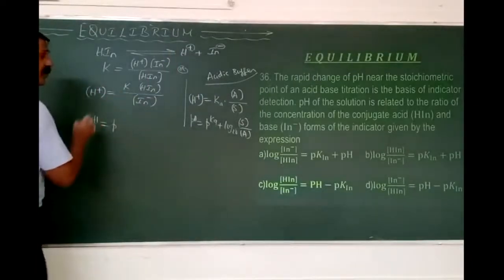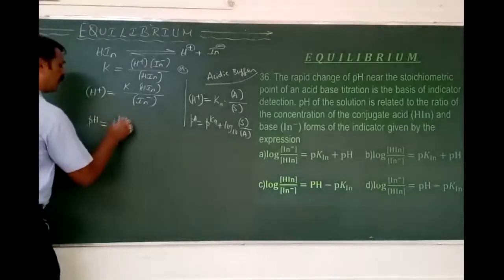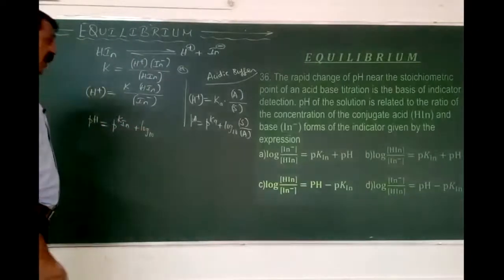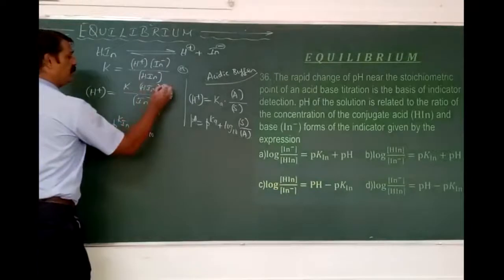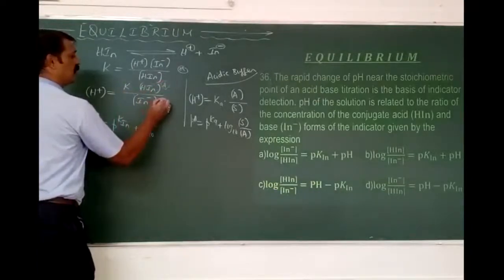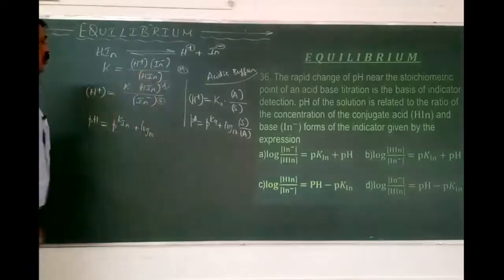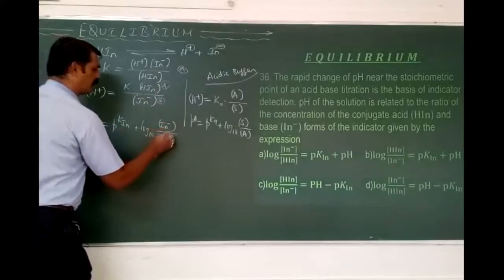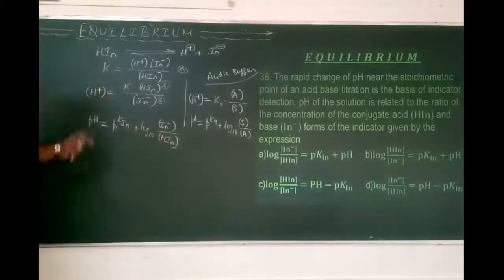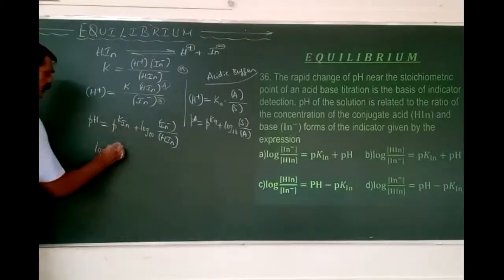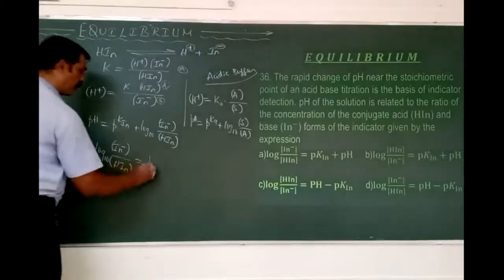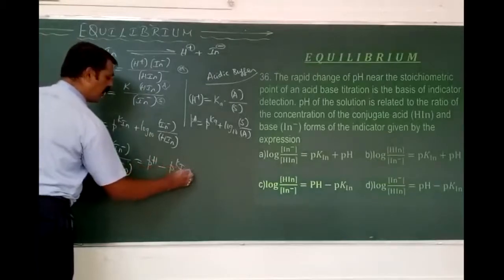Instead of K I will put here, what is the symbol that has been given? pKin plus log base 10 of salt by acid. This is acid and this is salt. Acid and salt. Then log of what by what? Salt by acid. Salt by acid is In minus divided by HIn. So in what format is it given? Let's have that. What is log of In minus divided by HIn? Right now, shift here. pH minus pKin.